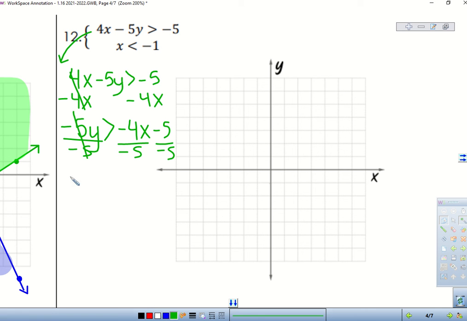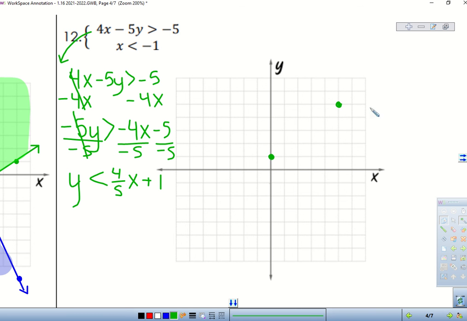When I divide by a negative, I need to do what? Good, change the sign of my inequality. A negative divided by a negative is a? Positive 4/5 x. What's -5 divided by -5? 1. Good, positive 1. So I'm going to graph that by starting on the y-axis at 1, my y-intercept, and then I will be going up 4 and over 5 due to my slope. 1, 2, 3, 4. 1, 2, 3, 4, 5.